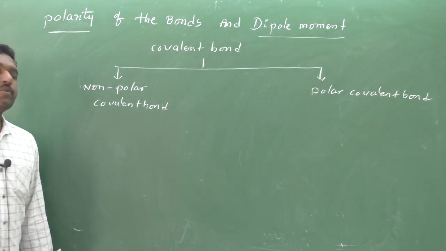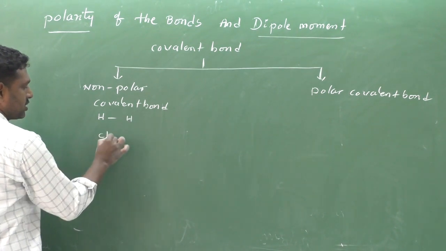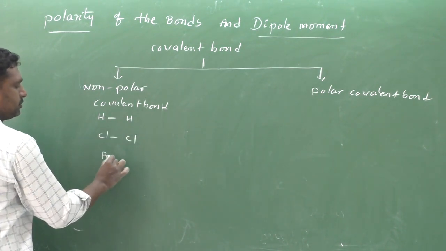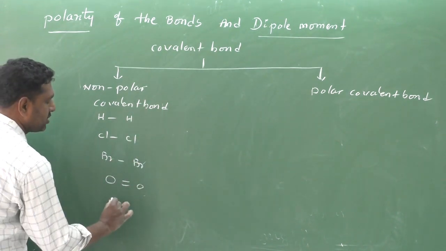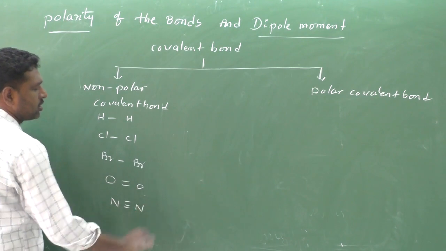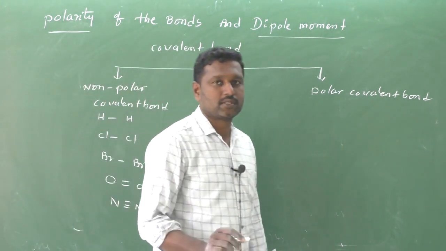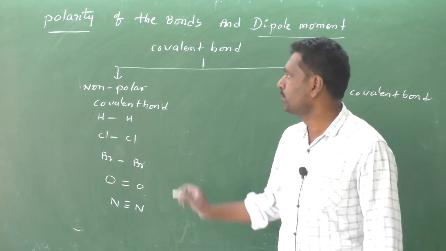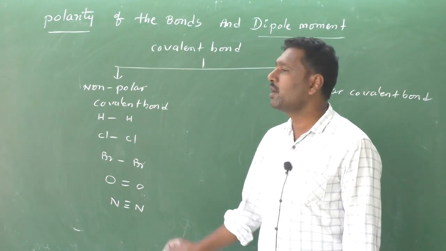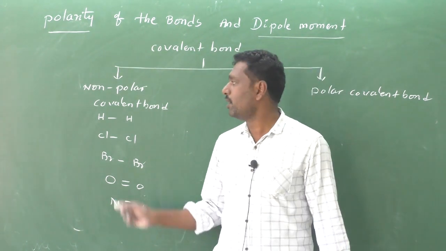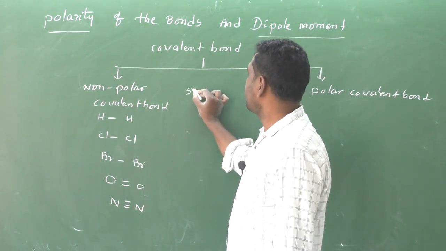between the same type of atoms: H-H, Cl-Cl, Br-Br, oxygen-oxygen, nitrogen-nitrogen. So these all are homogeneous, similar atoms. If the covalent bond is formed between similar atoms, then that covalent bond is called a non-polar covalent bond.